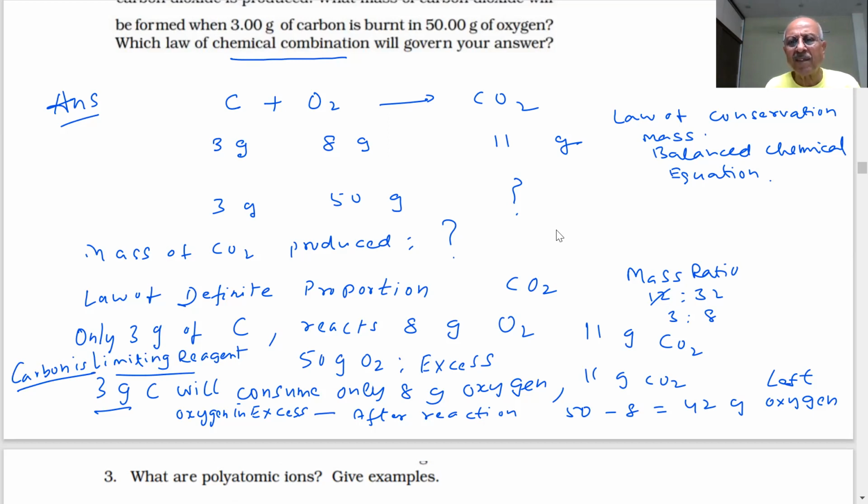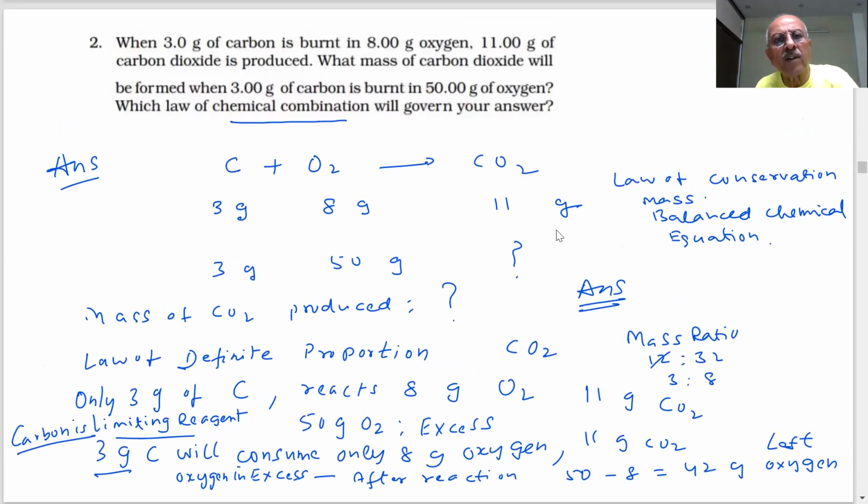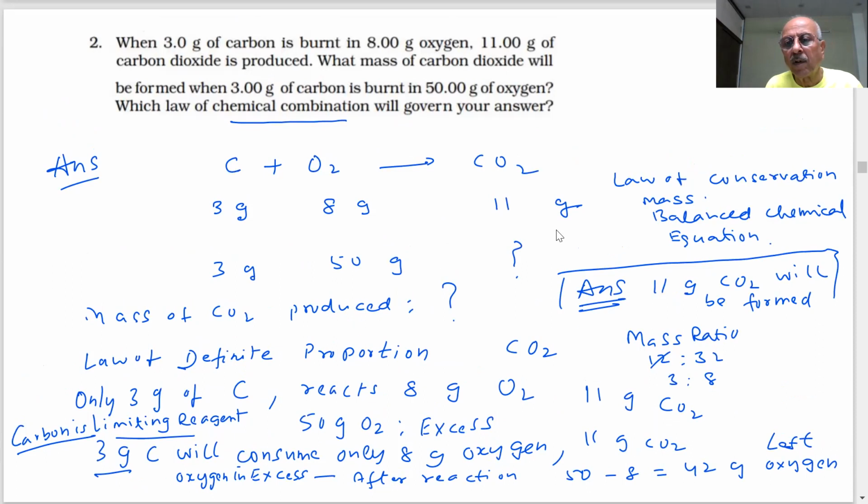So what is the answer then? What answer are we writing? How many gram of CO2? 11 gram. Because according to the question, what mass of CO2 will be formed? Answer: 11 gram CO2 will be formed. So, student, important, note down.